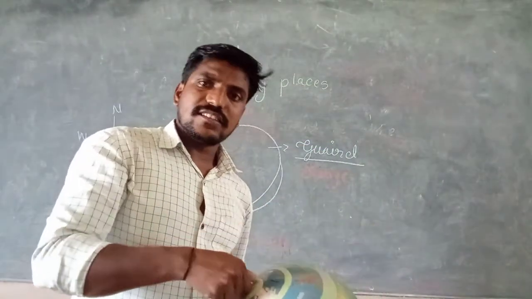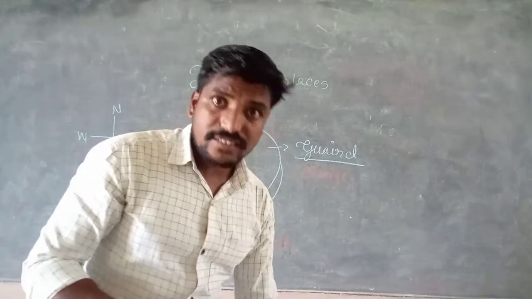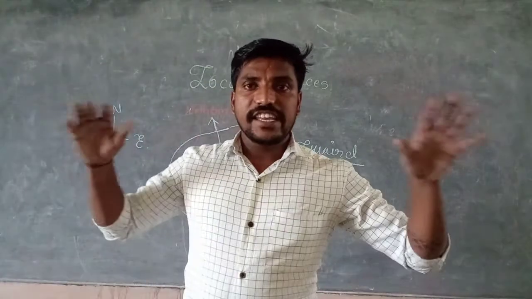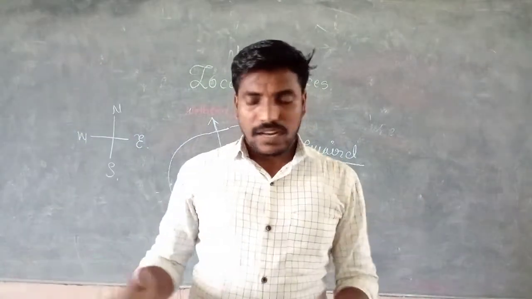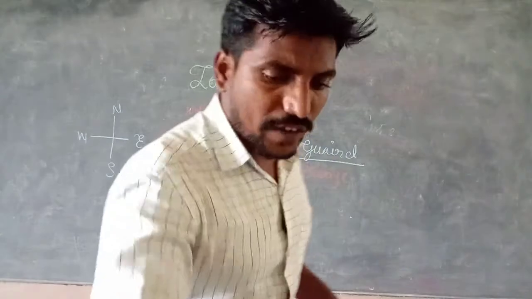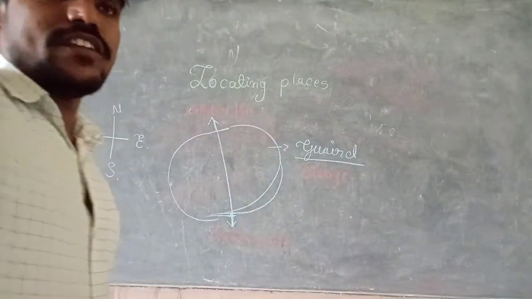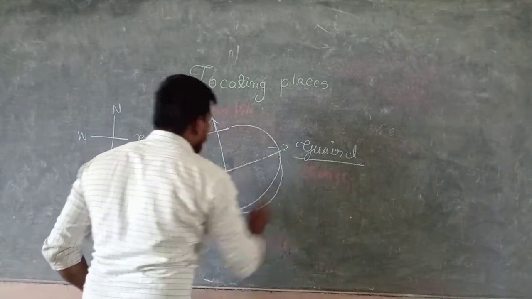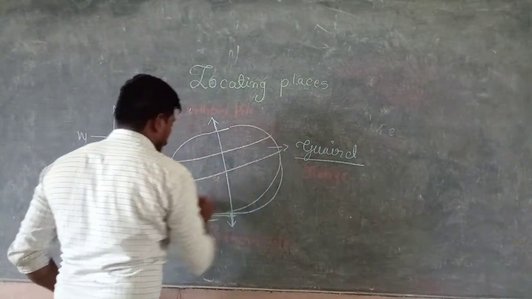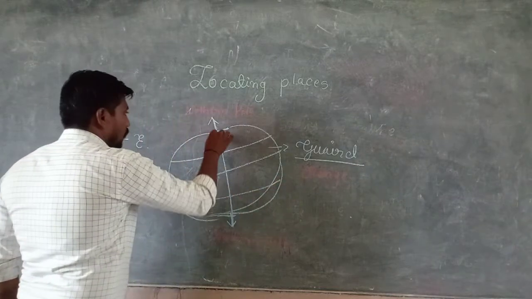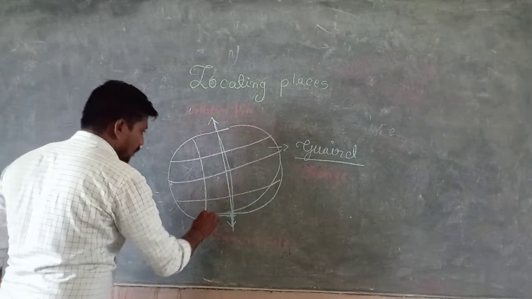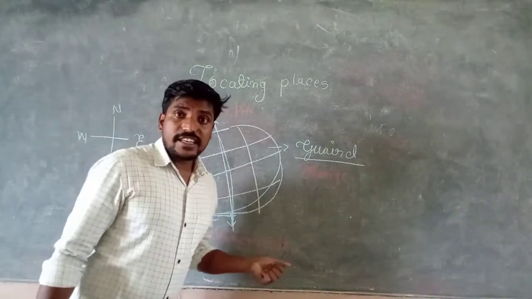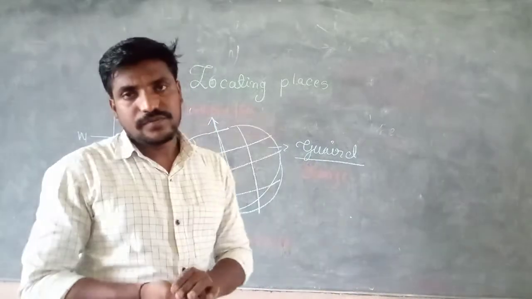So you can ask, sir, are there any kinds of lines on the earth? No, there are no real lines on the earth, right? So I said two types of lines. The first one is horizontal and the other one is vertical. So these are our horizontal lines, and these are the vertical lines, right? So these are the imaginary lines, right?